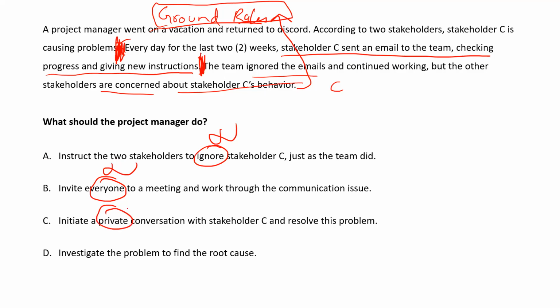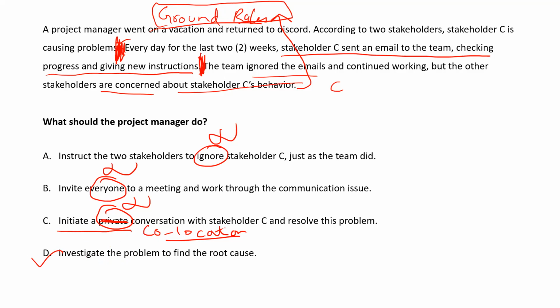Yeah, I'll go with private conversation. What is private conversation? If I replace this word with another better word, this could be the right answer. Formal. But private is not a correct word, or the co-location is not correct. Because of the co-location, this answer is wrong. But anyway, the answer is to investigate the problem to find a root cause. But what you could do? Initiate a private conversation with stakeholder C and resolve this problem.